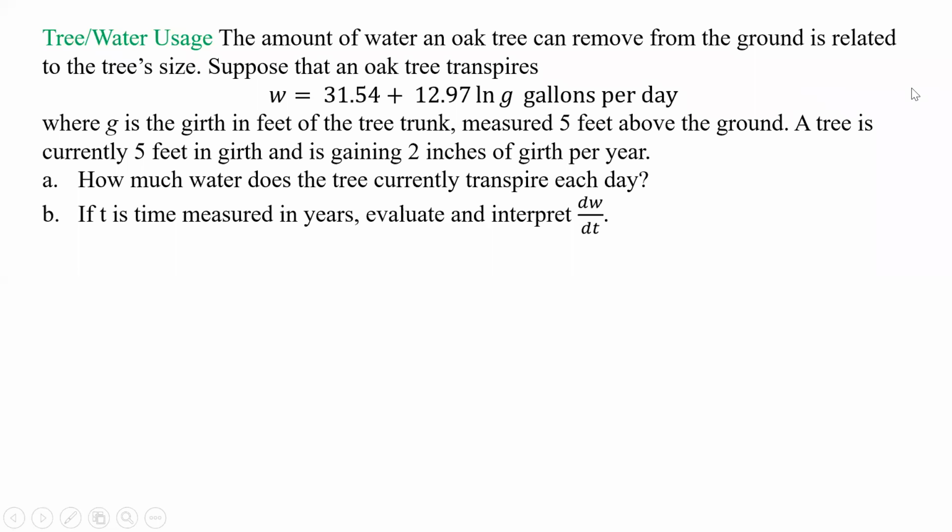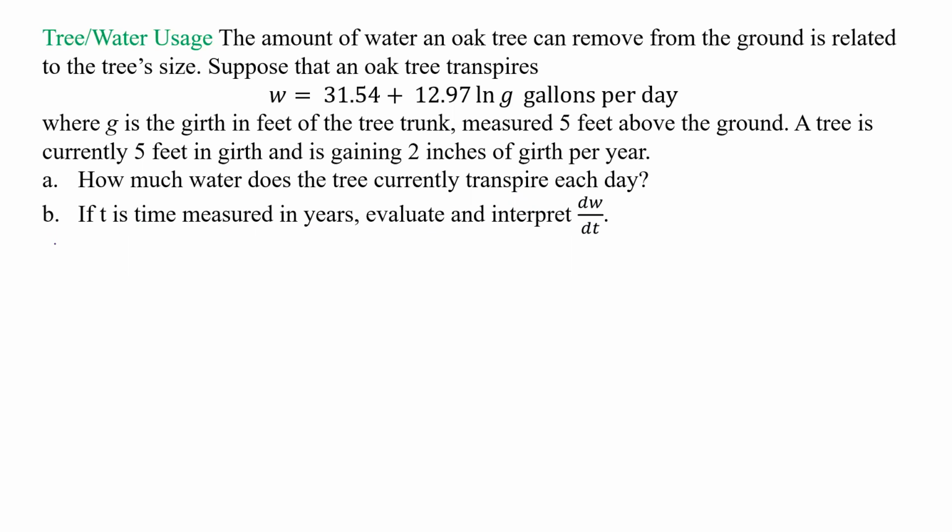All right. So this one says the amount of water an oak tree can remove from the ground is related to the tree's size. Suppose the oak tree transpires, or sucks up, W equals 31.54 plus 12.97 ln of G gallons per day, where G is the girth in feet of the tree trunk measured 5 feet above the ground, and a tree is currently 5 feet in girth and is gaining 2 inches of girth per day. How much water does the tree currently transpire each day? And if T is measured in years, evaluate and interpret dW/dt.